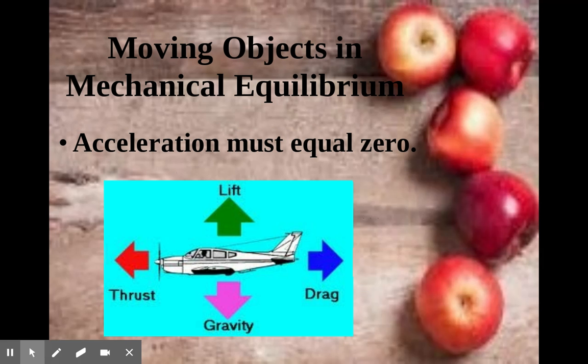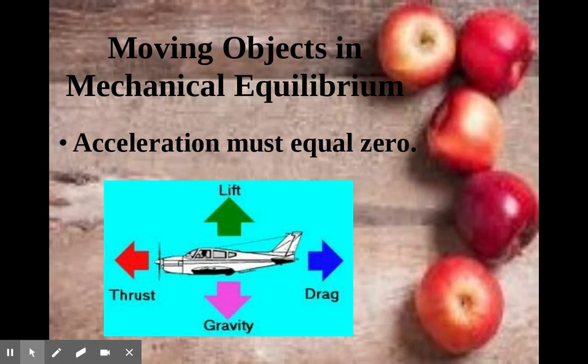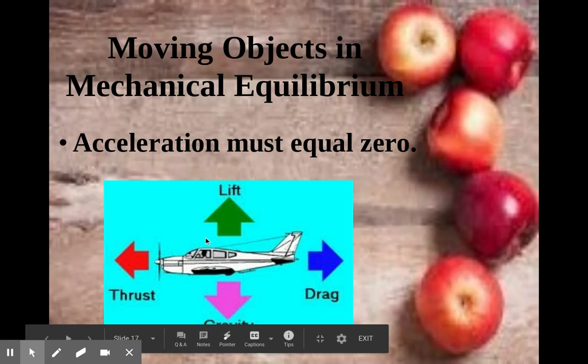When we have objects that are moving and are in mechanical equilibrium, they have to have an acceleration of zero. So this plane we looked at in the last set of notes can still be moving and have a net force of zero. As long as the thrust of the engines forward and the drag force of the air back are equal, it's not going to be speeding up or slowing down. It's going to move at a constant velocity, no acceleration. So these would be equaled out to zero, but it could still be flying as long as it's not accelerating.